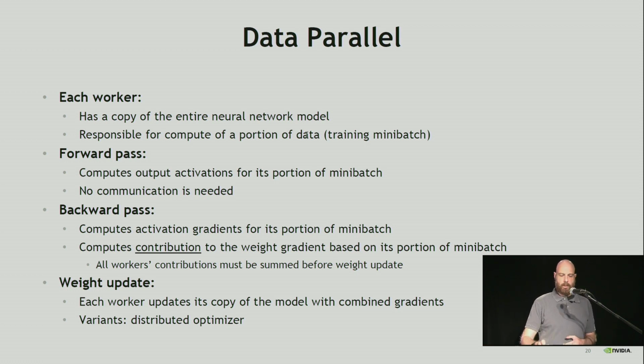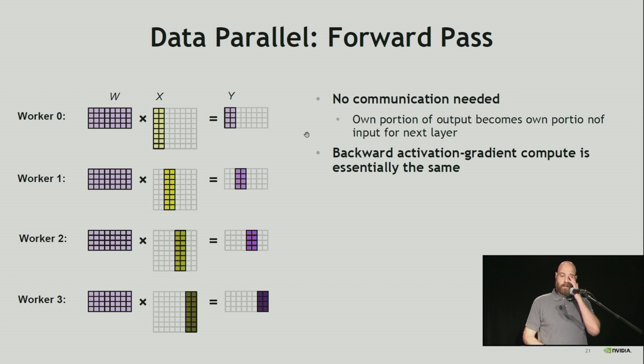And actually, I think it's easier to illustrate with a diagram. So here, let's say we have a system with just 4 workers. Those are sort of spread out vertically. And we see that each worker has a copy of the entire matrix W, so all the weights for this particular layer, so the purple matrix. However, the input activations X, which would be an 8x8 matrix in this case, are partitioned across the 4 workers. So each worker gets its own 2 columns of the incoming activations.